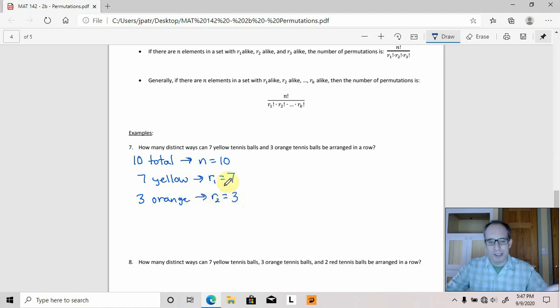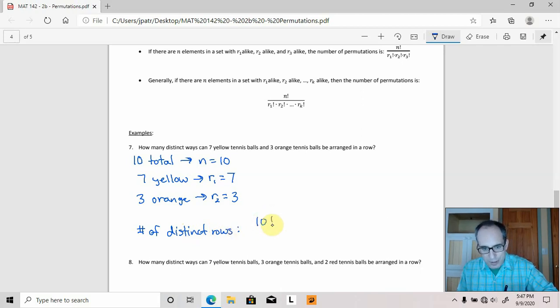And I hope this helps to make this a little less abstract, this R1 alike and R2 alike business. Because then we're saying, okay, we have 7 yellow, so that's 7 that are alike. That's our R1 number. And then 3 are orange, a separate group, but those 3 are all alike. So R2 is going to be 3. So then the number of distinct rows that you could make would be 10 factorial, right? So you have the n factorial first. And actually, I'm going to write it out that way initially.